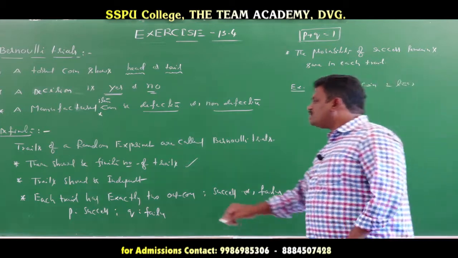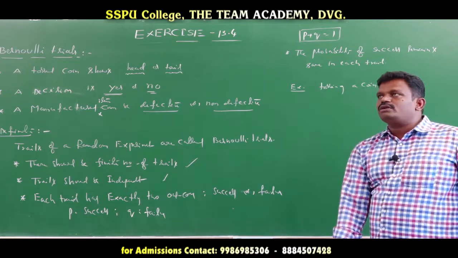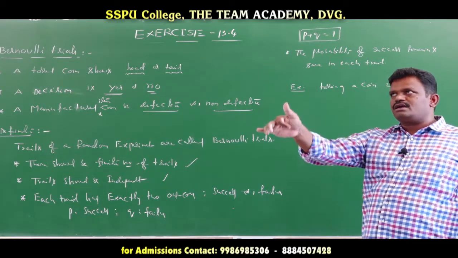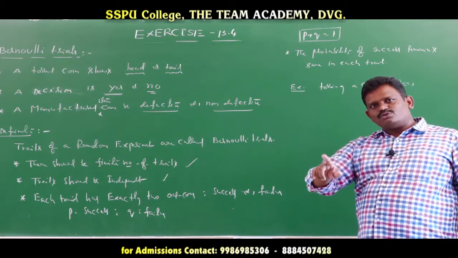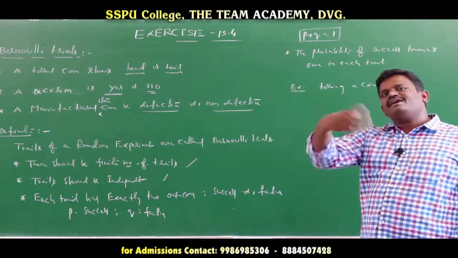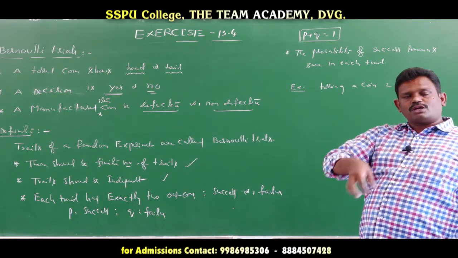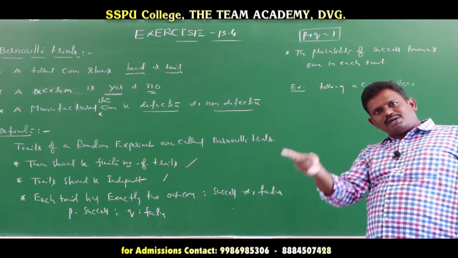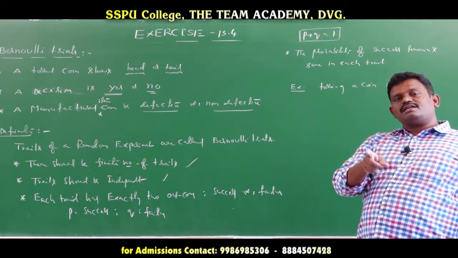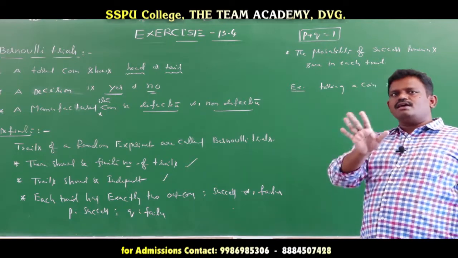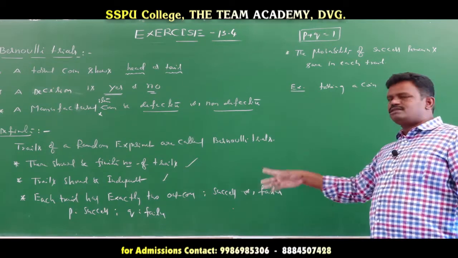Third, each trial has exactly two outcomes. First trial we toss the coin, outcomes are head or tail. Second time also, head or tail. We can consider head as success or tail as success, either one. If we consider head as success, automatically tail is failure. Otherwise, if head is failure, then tail is success. So each trial has exactly two outcomes, success or failure.